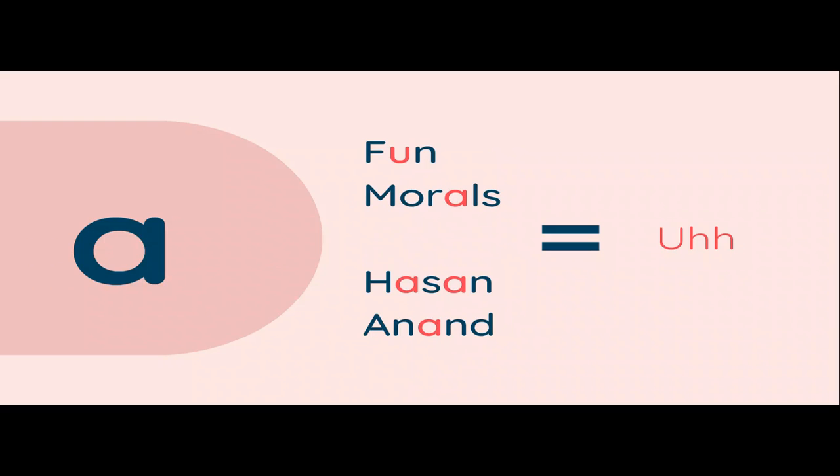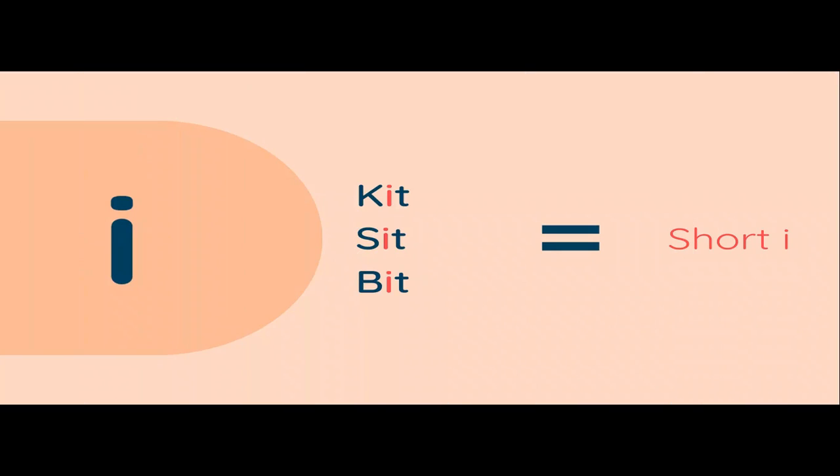Next, you have the letter I. So I is also pronounced one of two ways. So one of the ways is a short I sound, as I like to call it, like in the word kit, or sit, or bit. It has an it sound to it. So you can see this in the name Vikram.